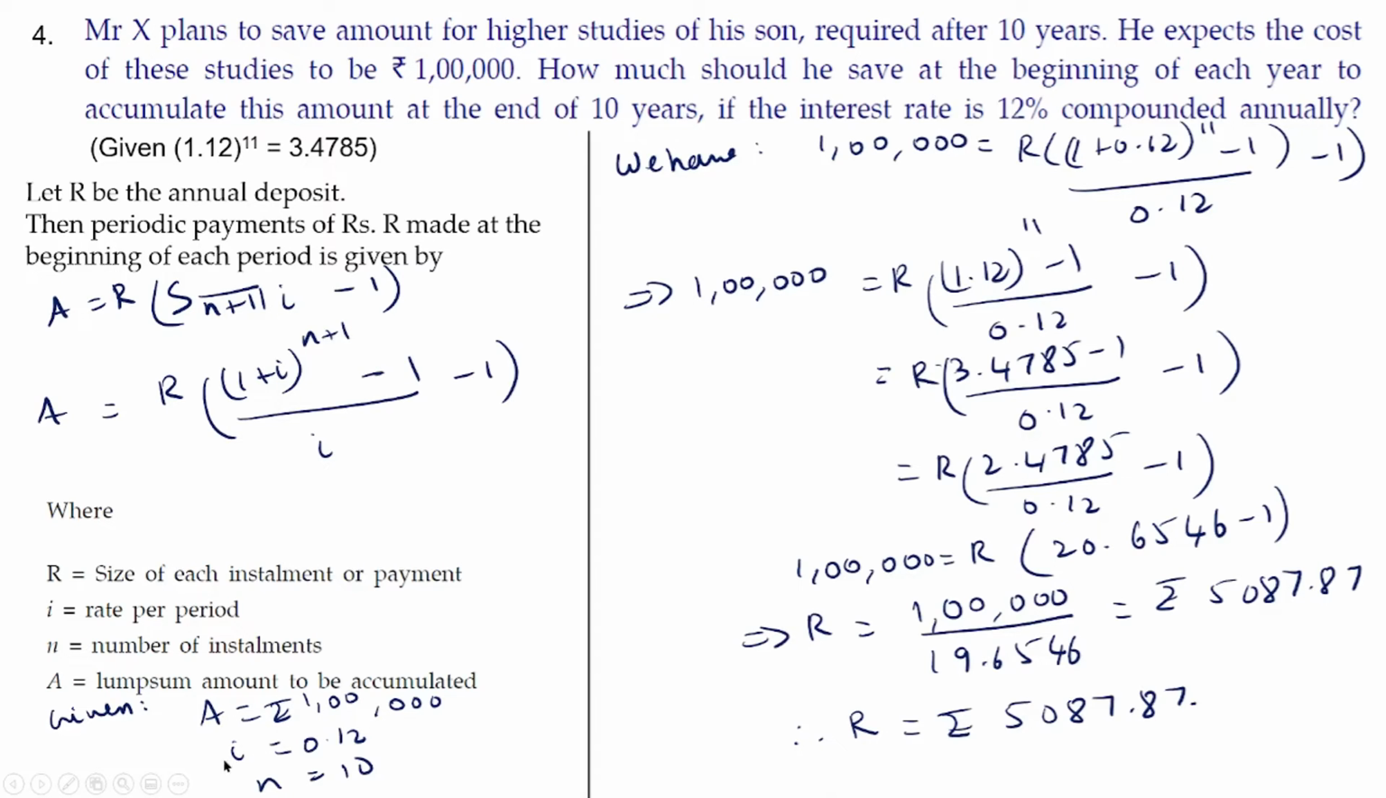So here we have A, I and N given. We need to find R, and the payments are made at the beginning of each period. So we have to use this formula.